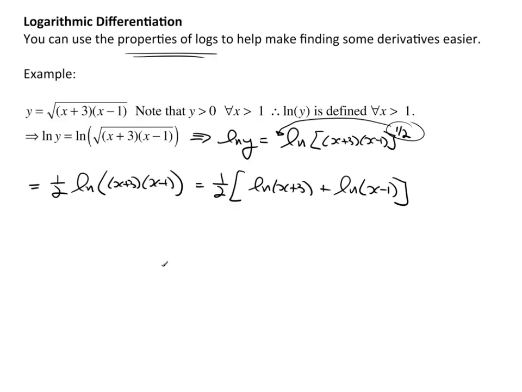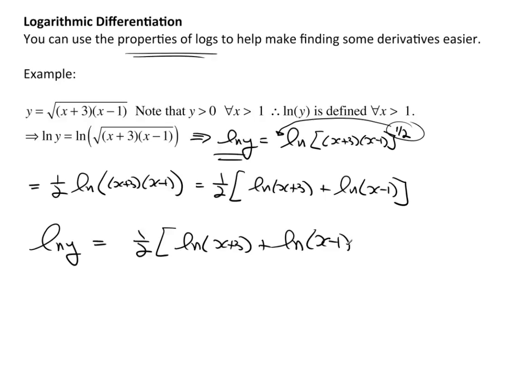Okay, well, that's kind of cool because it broke this thing up. So I'm going to rewrite it one more time. I'm going to just bring back my ln y. So I know that ln y is going to be equal to 1/2 times ln of x plus 3 plus ln of x minus 1.